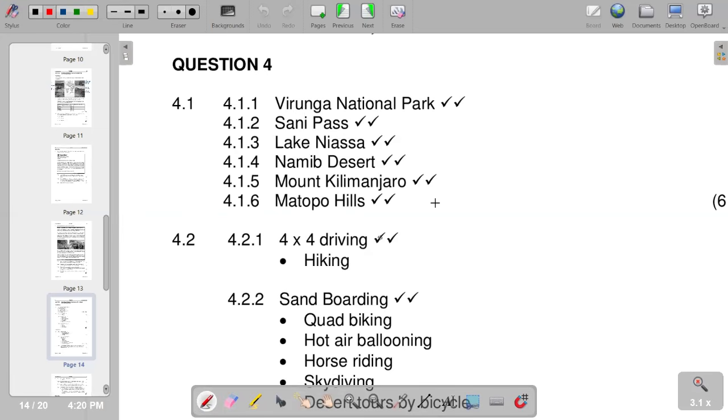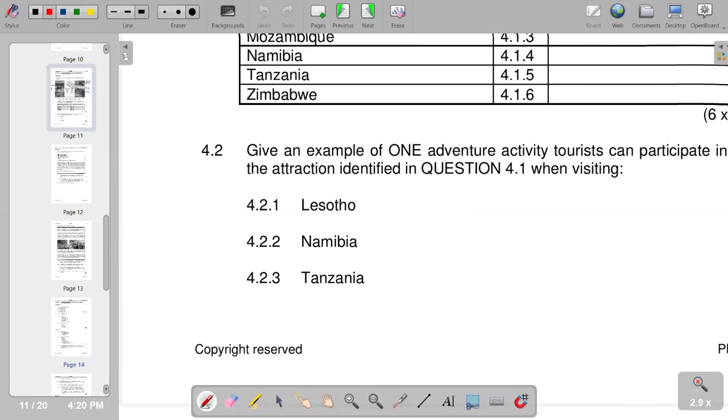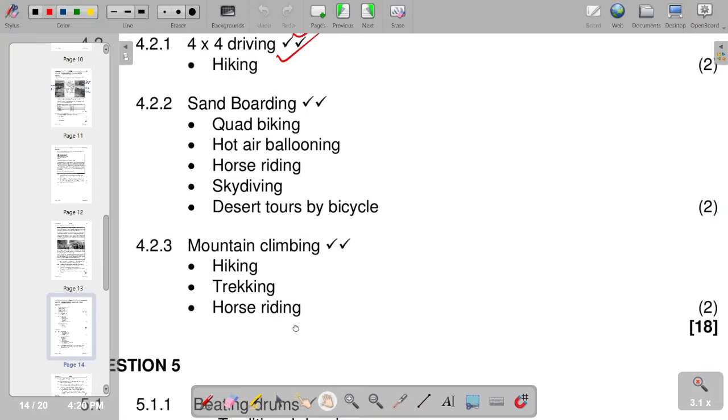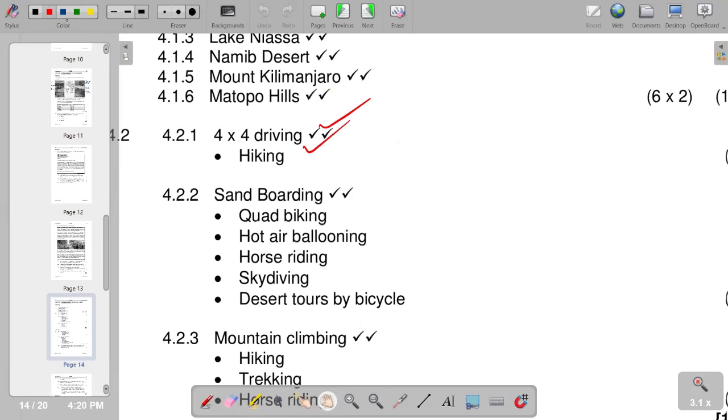No, we have 4x4 driving, and also we have got hiking. So on the next one, we have got Namibia, where we have the Namib Desert. For adventure activities in the Namib Desert, horse riding can be one of them. So we've got a list of them that you can include: sandboarding is one of them. We also have quad biking, air ballooning, horse riding, skydiving, and desert tours by bicycle. So these are possible adventures that we can have.